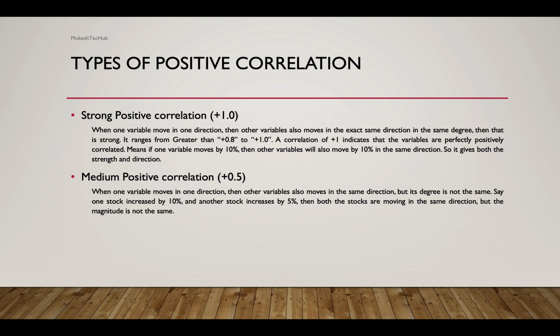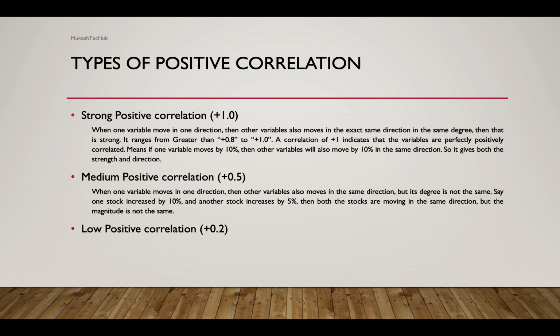Now second is the medium positive correlation. What does that mean? Here its value is 0.5. When one variable moves in one direction, the other variable also moves in the same direction. Guys, just try to understand the concept. The direction is the same in positive correlation, but the degree is not the same. In strong positive correlation the degree was the same, but in medium positive correlation the degree is not the same. Say one stock increases by 10%, then another stock increases by 5%. Here the degree is changing, but both variables are moving in the same direction. Then we can say this is a medium positive correlation.